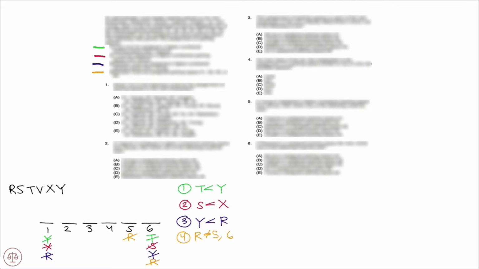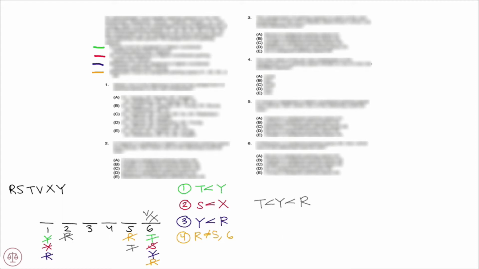And if you notice, we can actually combine rule 1 and 3 to look like this. T before Y before R. So that means R has T and Y before it, meaning R can't be first or second. Likewise, T now has Y and R after it, so T can't be sixth or fifth. And we know that Y can't be first or last because Y has T before it and Y has R after it. So that means the only thing that can be sixth is either V or X.